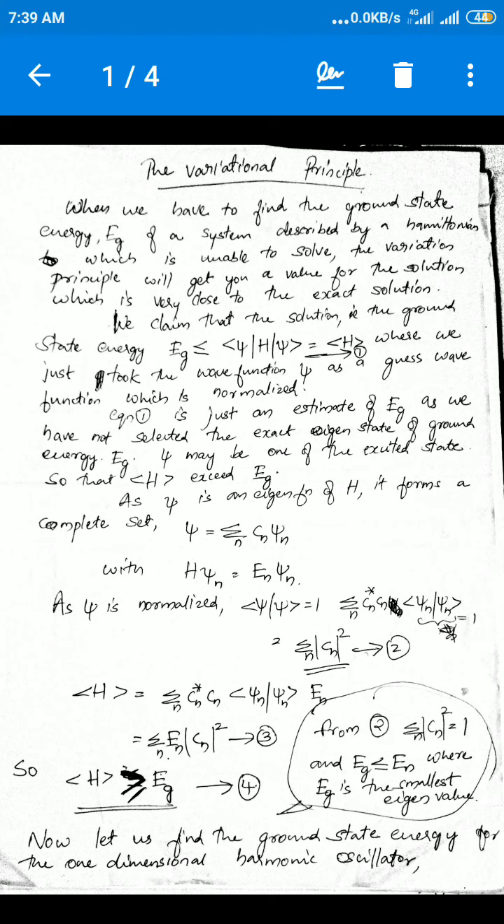So you have taken the wave function psi, which is the eigenfunction of H. So it can be represented as a linear combination of different wave functions psi n. So we can write psi is equal to sum over n Cn psi n. And when we do the eigenvalue equation, H psi n is equal to En psi n, where En will be the eigenvalue of H, the Hamiltonian.